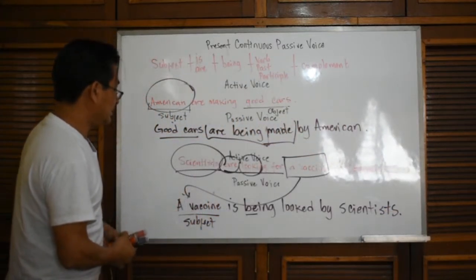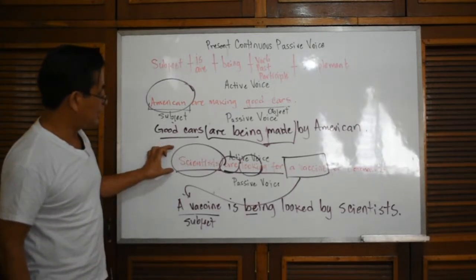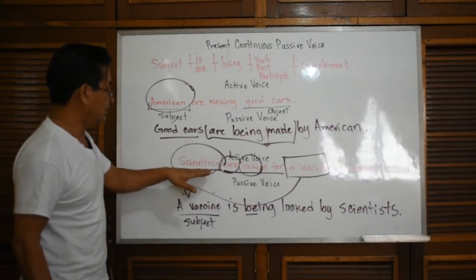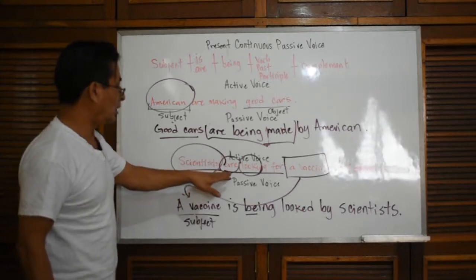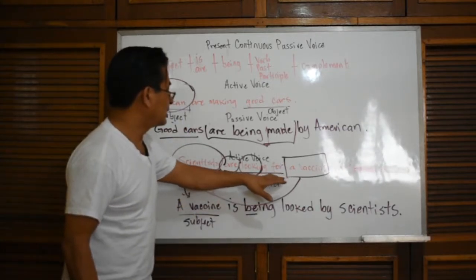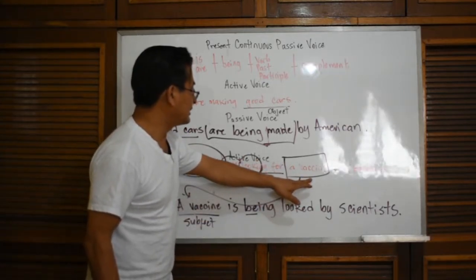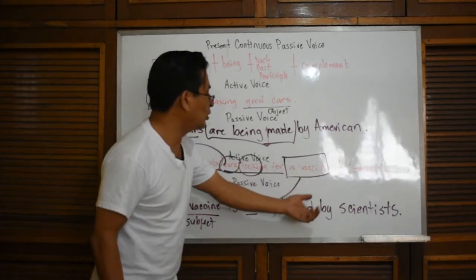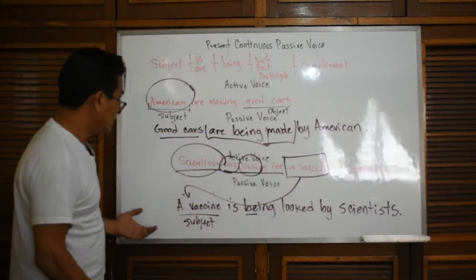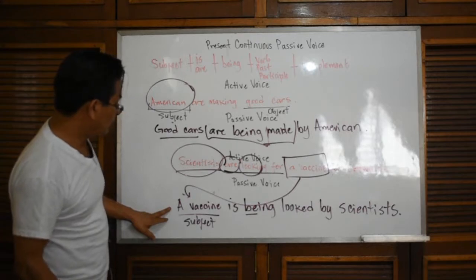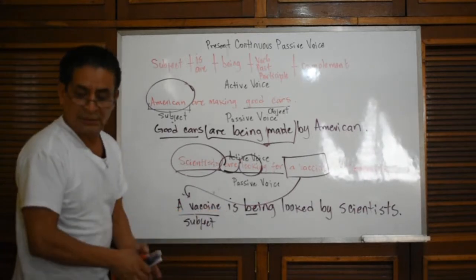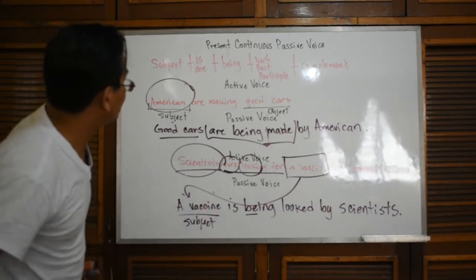So in this case, the subject is scientists. Since this is plural, we use are. But in this case, the vaccine is the object. The object becomes the subject, and then this is singular. We use is. We are going to have another example.